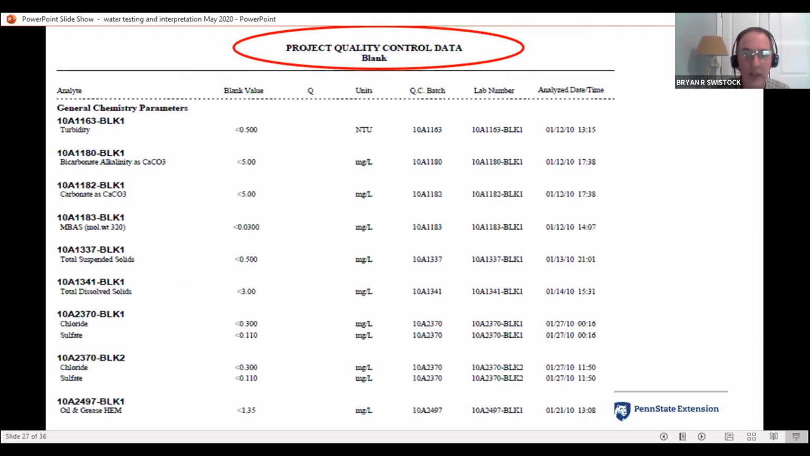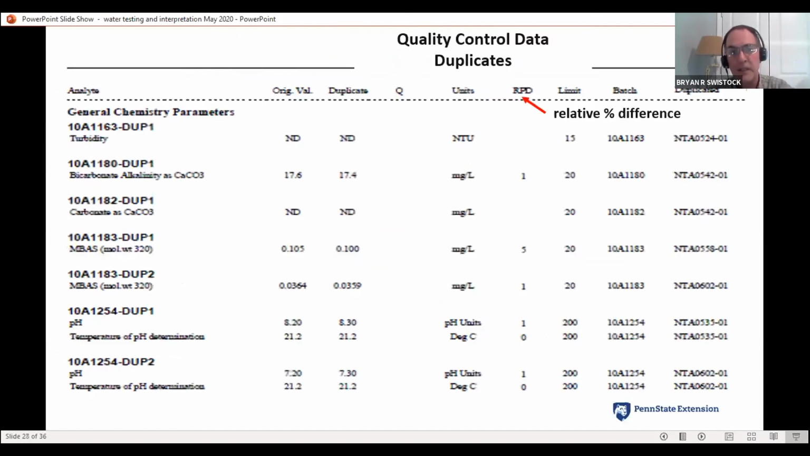That means the blanks worked out perfectly. For duplicates, we should see 2 numbers, and they should be very comparable. They're never going to be identical, or very rarely identical, but what we want them to be is very close, and the relative percent difference is what's important.